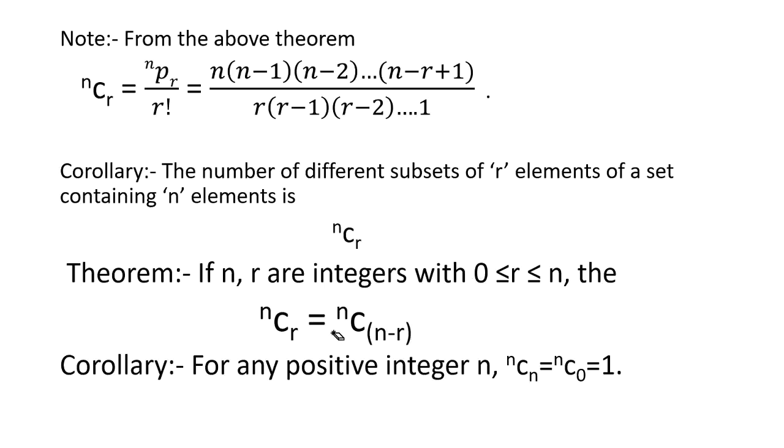If you substitute r equal to n, then you will have this result. n choose n is the same as n choose 0, which is equal to 1. The number of ways of selecting n people from n people is going to be 1. The number of ways of selecting no people from n people is also going to be 1.